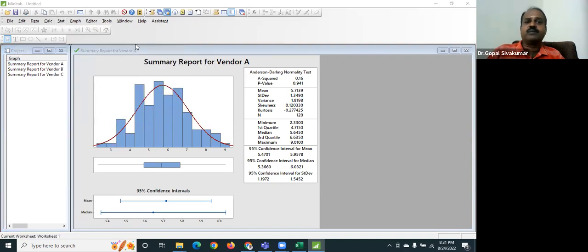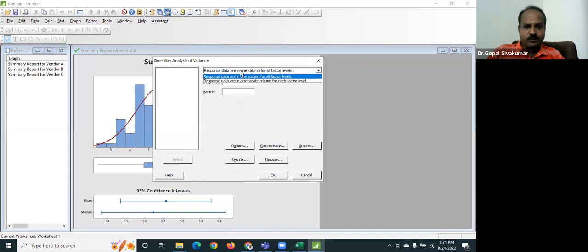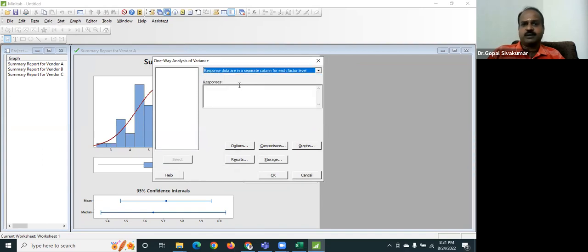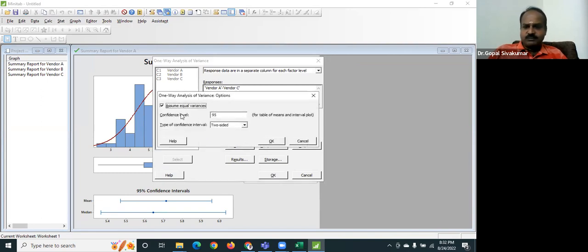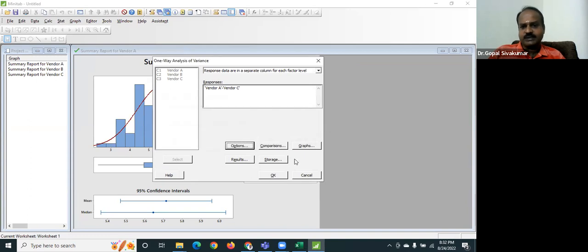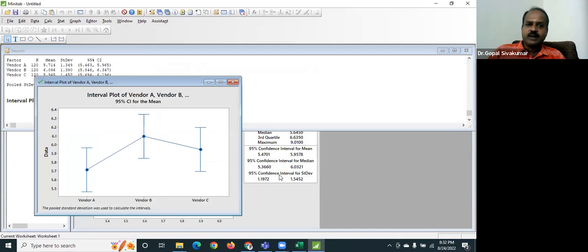So, one-way ANOVA. Now, the response data are in separate columns. Where are the responses? Column 1, column 2, column 3. Select. Now for these options, the assumption for ANOVA is equal variance. You assume equal variance; if you want, you can test it. Assume equal variance, and then you give OK. Now I am giving OK. ANOVA is done.